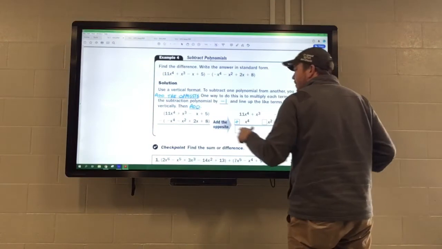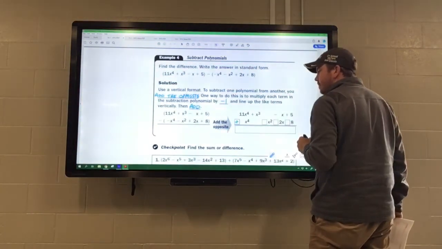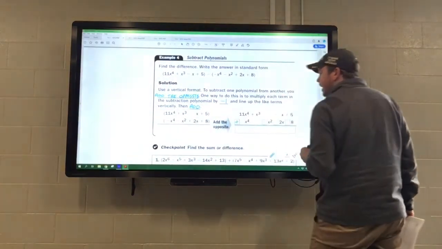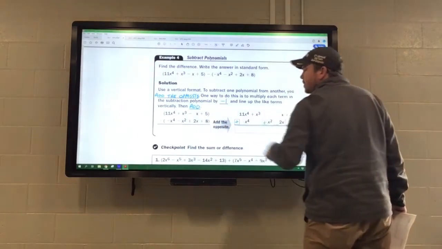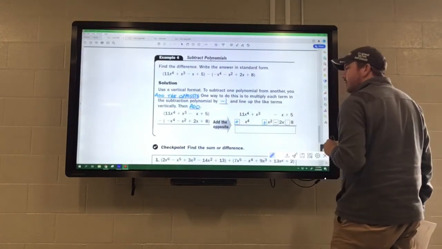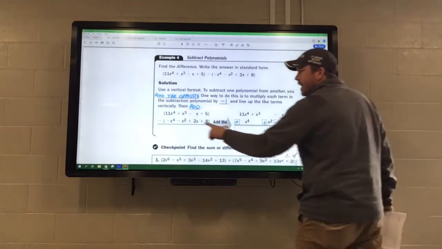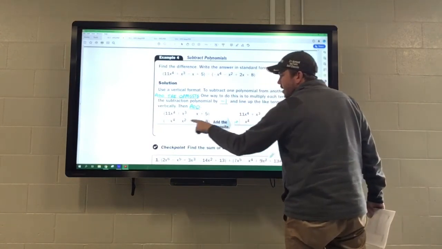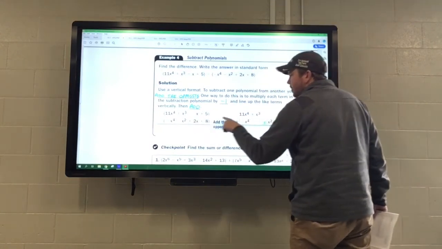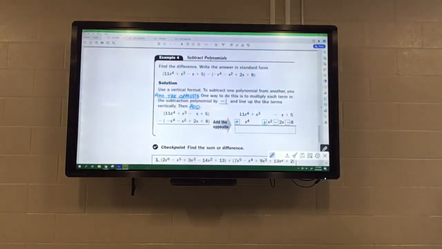Alright? So, negative 1 times negative x to the fourth is positive x to the fourth. Negative 1 times negative x squared is a positive x squared. Negative 1 times positive 2x is a negative 2x. And negative 1 times a positive 8 is negative 8. So what I did is I changed the sign on all of these. Instead of negative x to the fourth, I have positive x to the fourth. Instead of negative x squared, I have positive x squared. Instead of positive 2x, I have negative 2x. Instead of positive 8, I have negative 8. And then we just add these all together.